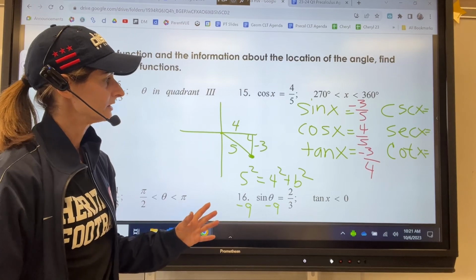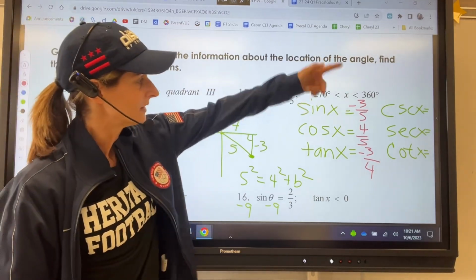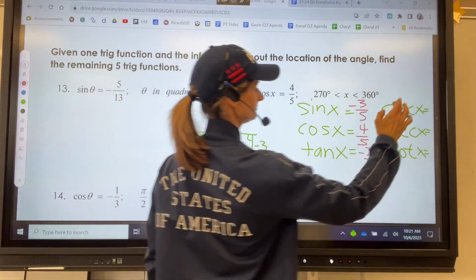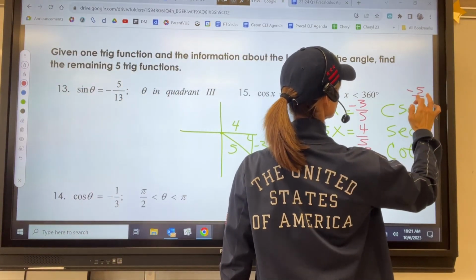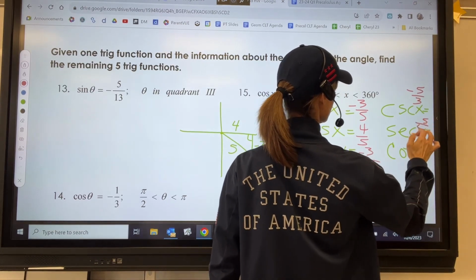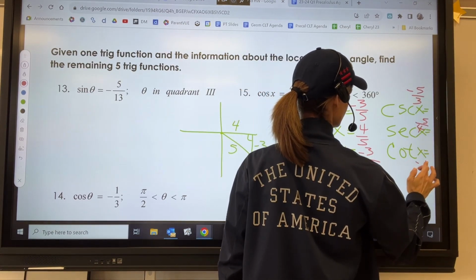So far we're good. Now we're going to take all those and flip them. So cosecant should be negative 5/3. Secant should be positive 5/4. And cotangent should be negative 4/3.